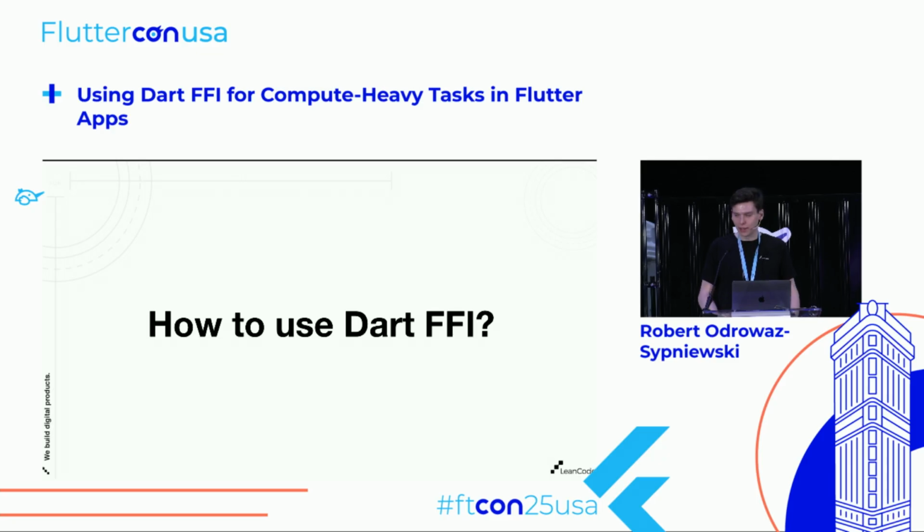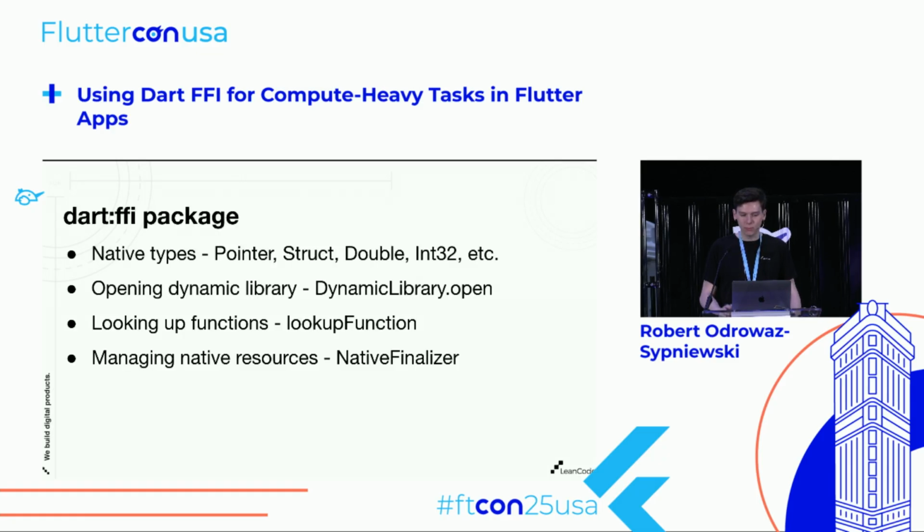Okay, so how to use Dart FFI? We'll need two packages. The first of them is from the standard Dart library. It's dart:ffi, and it provides us with the native types that we'll use to define our C library on the Dart side. It allows us to load our dynamic library, because we'll be dynamically linking our library, so we will have to load it during runtime. We have functions for looking up the functions and symbols in our dynamic library.